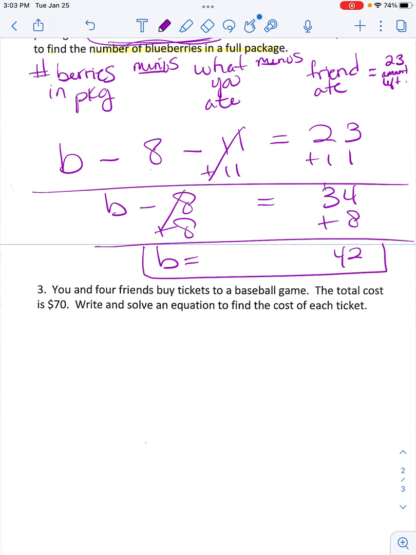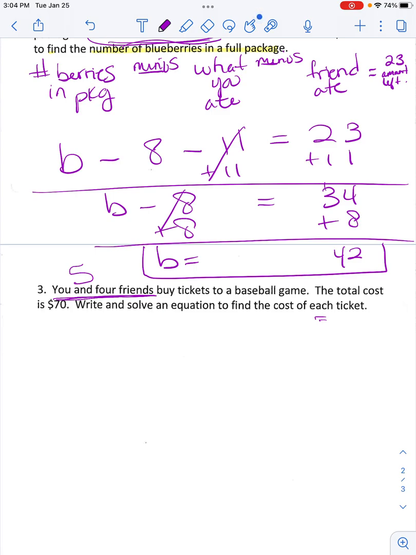let's do one more. You and 4 friends. So there are how many people total? You and 4 friends. There are 5 total. Buy tickets to a baseball game. The total cost is $70. Write and solve an equation to find the cost of each ticket or one ticket.